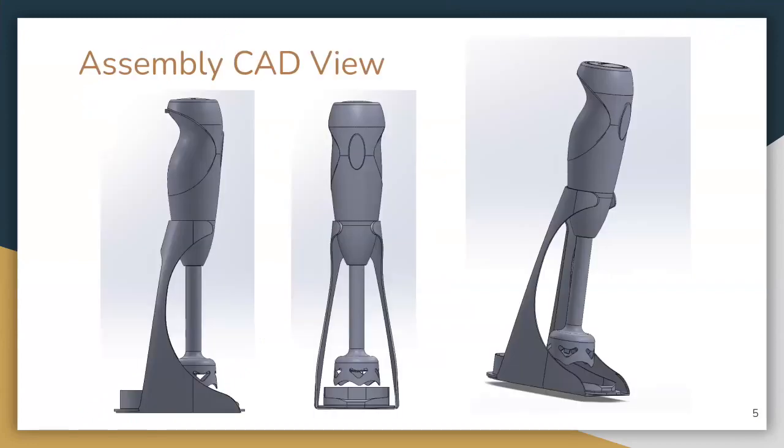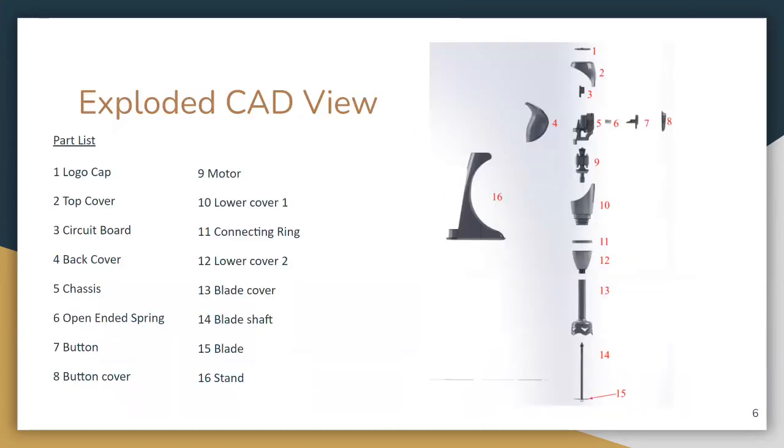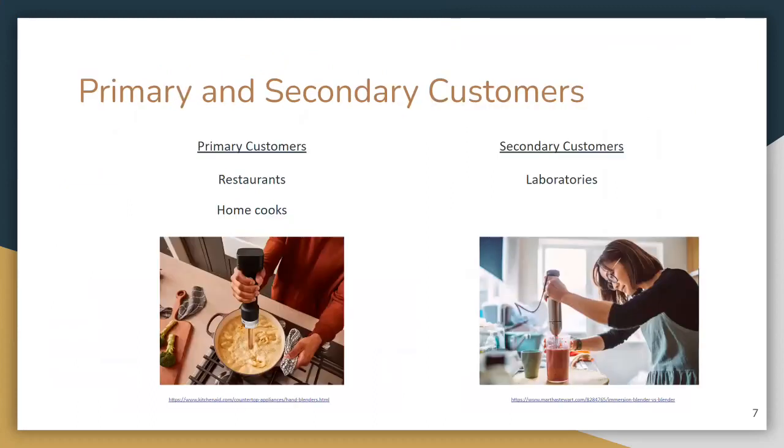Here you can see a few different views of our assembly. And on the next slide, you can see an exploded CAD view, which details all 16 parts of our assembly. For our primary and secondary customers, we assume that our primary customers will be restaurants and home cooks. And some of our secondary customers will be laboratories, as they mean to use hand blenders to mix chemicals.